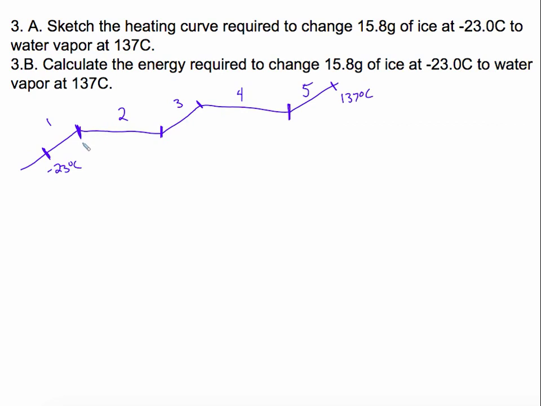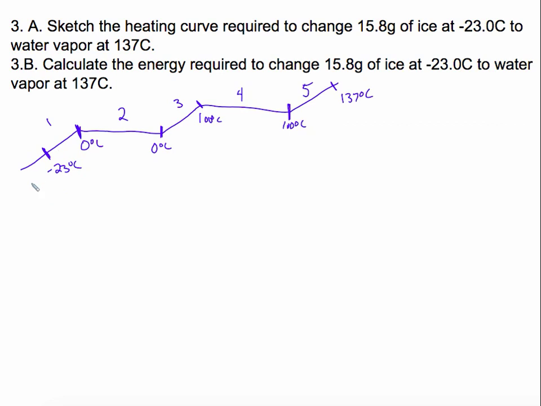Now, you should know that ice melts at 0 degrees Celsius and it also freezes at 0 degrees Celsius. It boils at 100 degrees Celsius, and then going backwards it would condense at 100. So anyway, that's where the temperatures fit in.